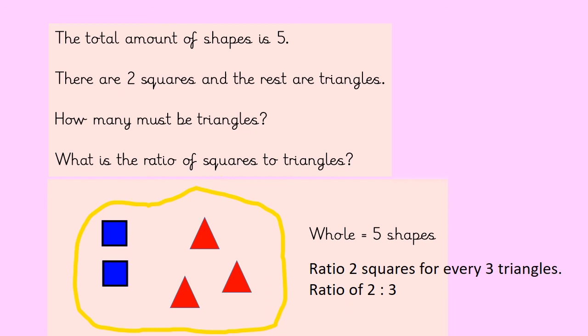So if we know that the total number of shapes is 5 and there are 2 squares, then there must be 3 triangles. The ratio is 2 squares for every 3 triangles, or a ratio of 2 to 3.